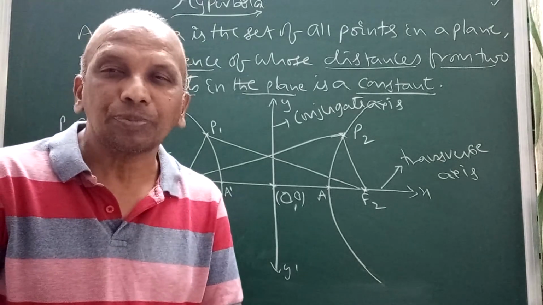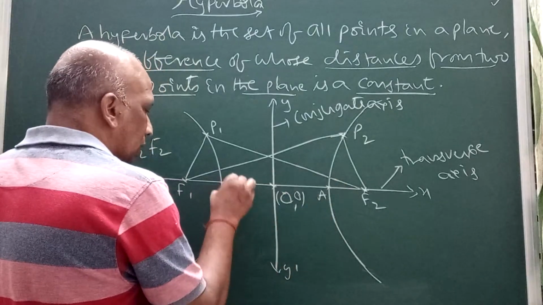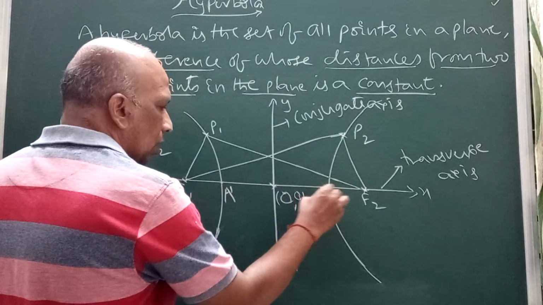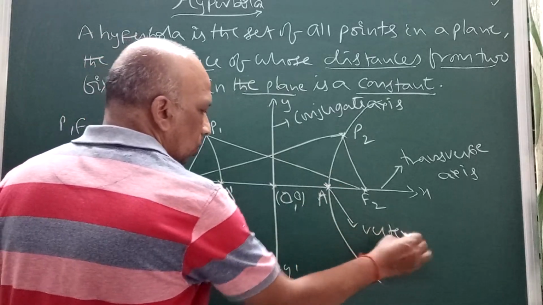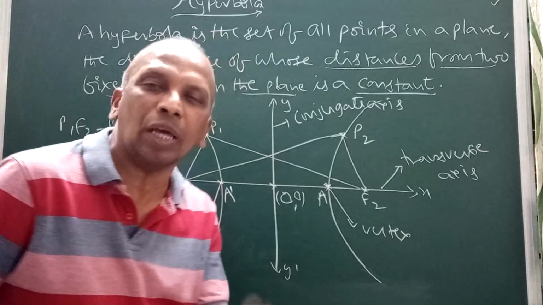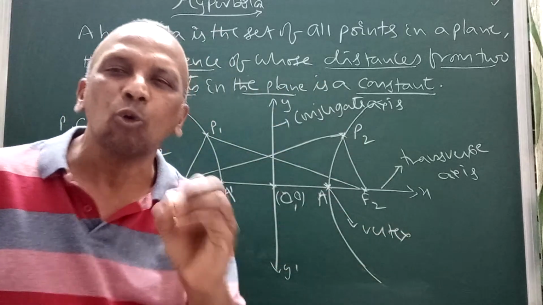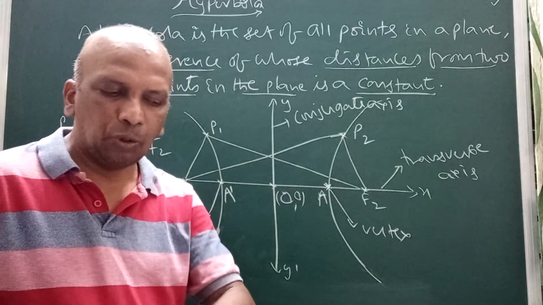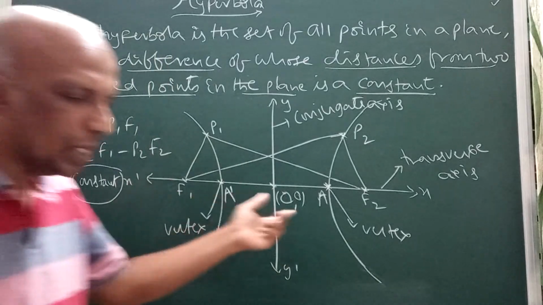The point of intersection of the hyperbola with its transverse axis is called a vertex. This is the vertex. A and A dash are the vertices of the hyperbola. The point of intersection of the hyperbola with its transverse axis is called a vertex. We have two vertices, A and A dash. You just need to know that those are the vertices here.